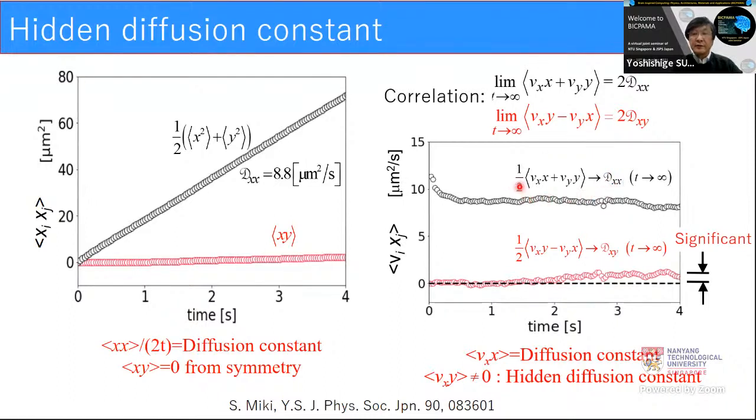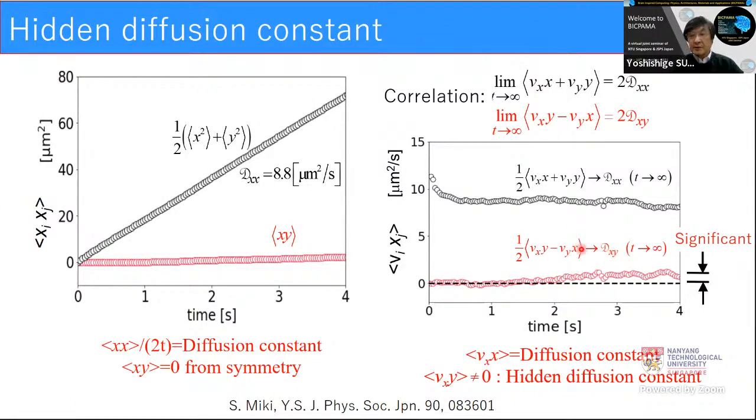This is the usual normal diffusion constant, but we also find that there is an off-diagonal element. This off-diagonal element does not provide diffusion, actually, because the off-diagonal motion is divergence-less. So this flow does not appear in the diffusion equation.